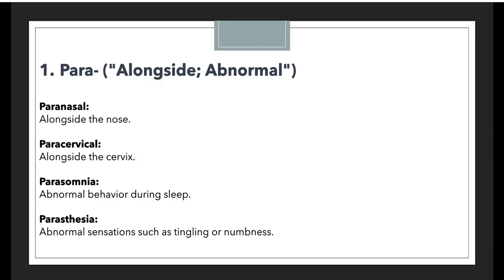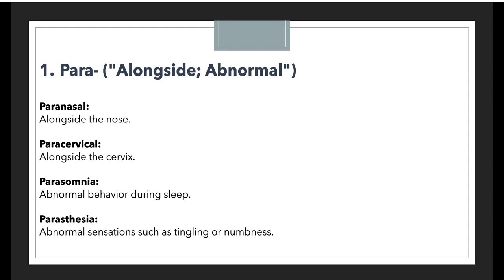So first thing is para. The para prefix is mainly used in order to showcase something as alongside or abnormal. Okay, so whenever you want to show something as alongside or abnormal, then we will use the prefix para. Okay, so let's see the examples for it.